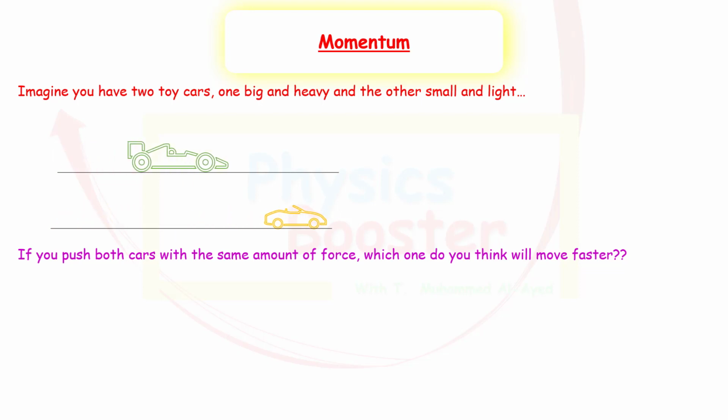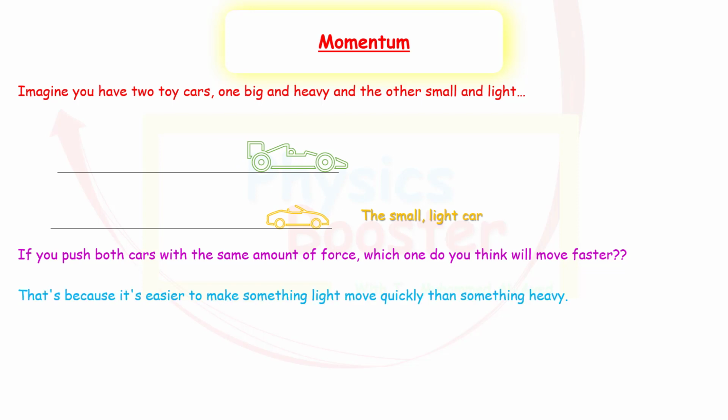Okay, well actually it's pretty clear. The smaller and lighter car will move faster than the heavy and the big car. Well, that's because it's easier to make something light move quickly than something heavy, and I think that is really common sense. Actually, we introduced something like this before, and it was called inertia. So momentum and inertia are approximately the same thing, with very minor differences. So as a quick revision, light things are easier to push than heavy things.